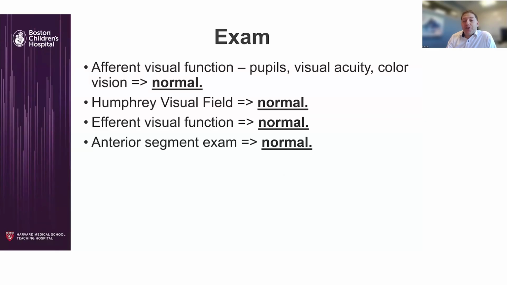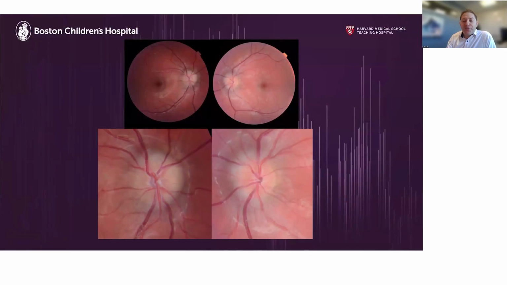His afferent visual function was normal. His Humphrey visual field was totally normal. His efferent visual function was totally normal. And his anterior segment exam was, surprisingly, totally normal. Here are his fundus photos. On the top images, it's more further away, and then blown up on the bottom. You can see that there's nasal fullness, maybe some temporal fullness as well on this side.